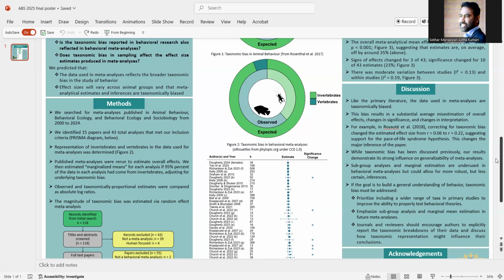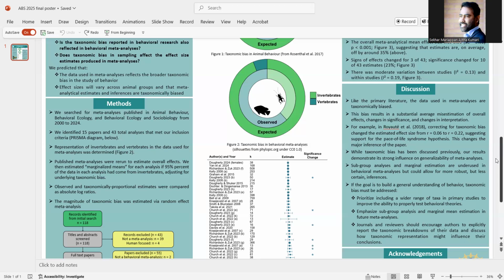So what does this mean for behavior research? Our findings show that taxonomic bias strongly influences the generalizability of meta-analysis. In other words, the conclusions we draw from the published synthesis are not as broadly applicable as we might think. This might have several implications. First, the taxonomic bias in behavioral studies needs to be directly addressed if our goal is to build a general theory of behavior. That means prioritizing the inclusion of a wider range of taxa in primary studies would be essential and crucial, especially for invertebrates.